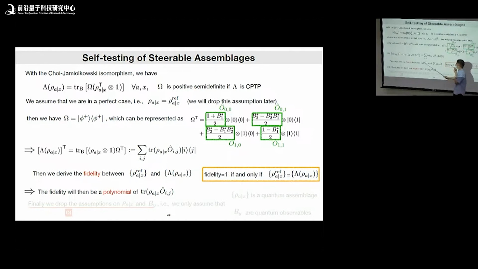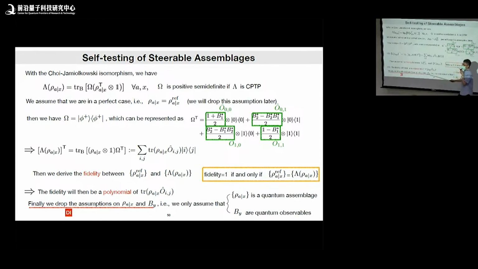Finally, if we take the fidelity between these 2 operators, then this Ij will be cancelled, leaving just some coefficient between each trace of Ij. So finally, what we have to do is minimize this polynomial of these terms. And then we drop the assumption on rho x and B_y. Namely, we drop the assumption that they are equal, and we drop the assumption that B1 is equal to Pauli Z and B2 is equal to Pauli X. We only assume that the assemblage is a quantum assemblage, and the operators are quantum observables.